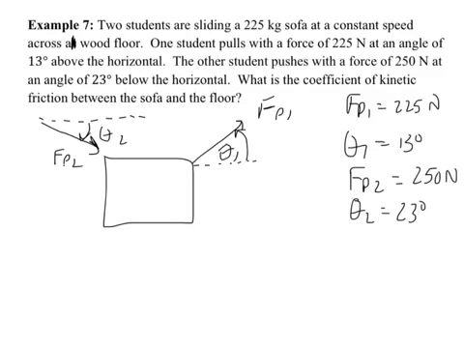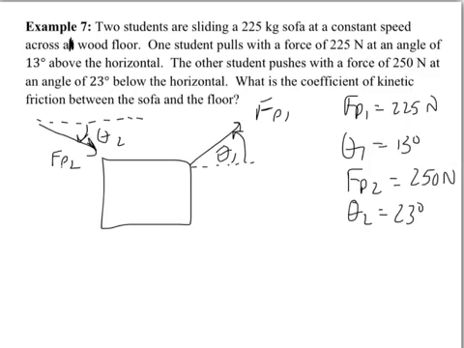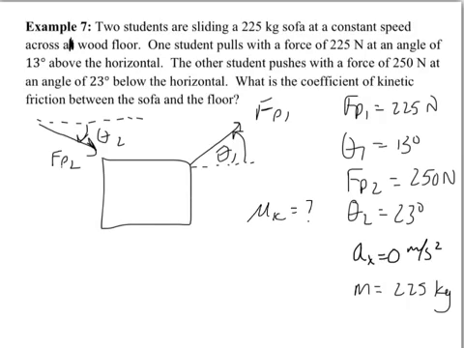The question asks us, what is the coefficient of kinetic friction between the sofa and the floor? So we're at a constant speed, which is really important to notice, so our acceleration must be 0. We know it's not moving vertically right now. We're pushing it horizontally here. So the acceleration is going to be 0 meters per second squared. Again, the mass was given as 225 kilograms. So there's a lot of givens for this problem. And what are we trying to find? We're trying to find mu k. That's the question.